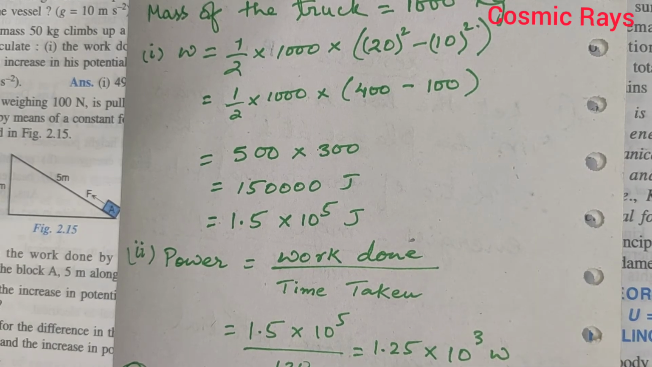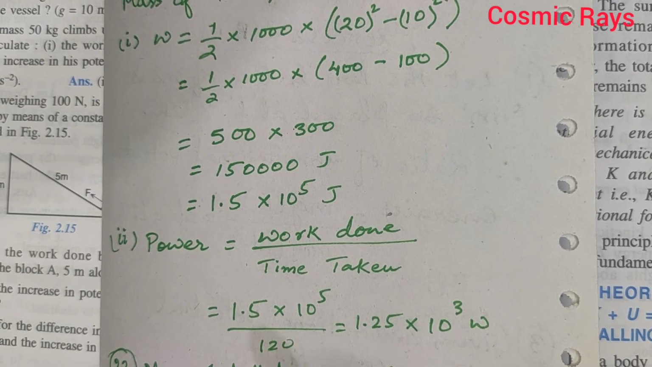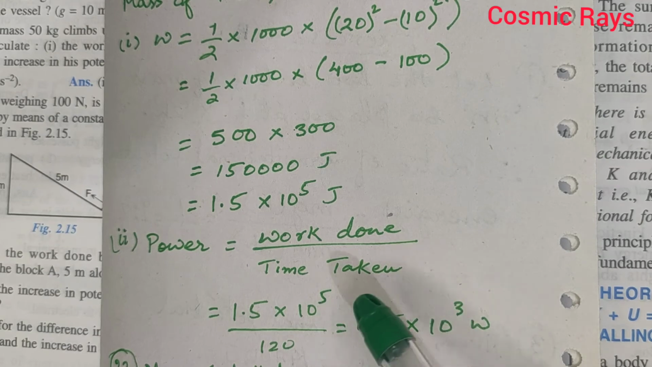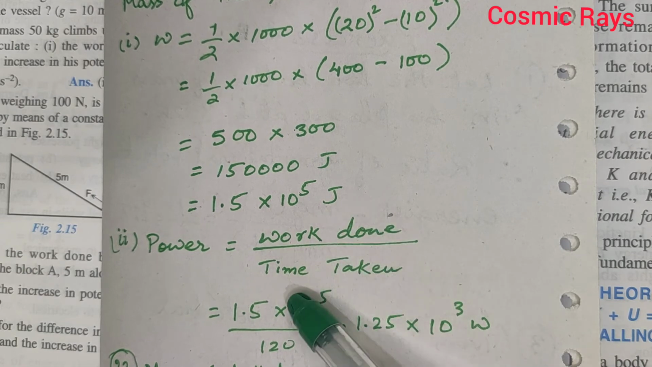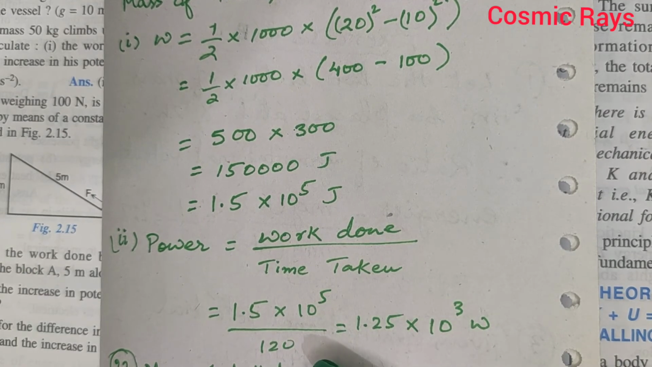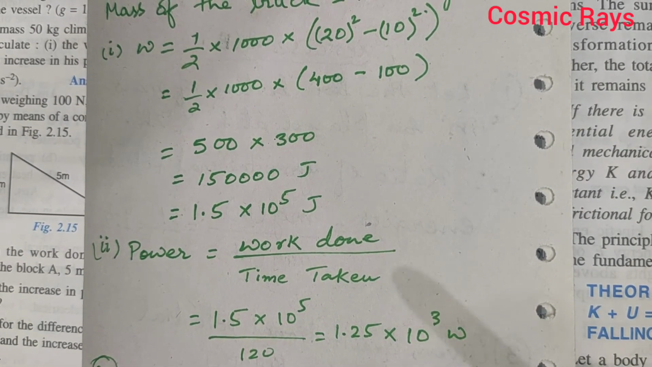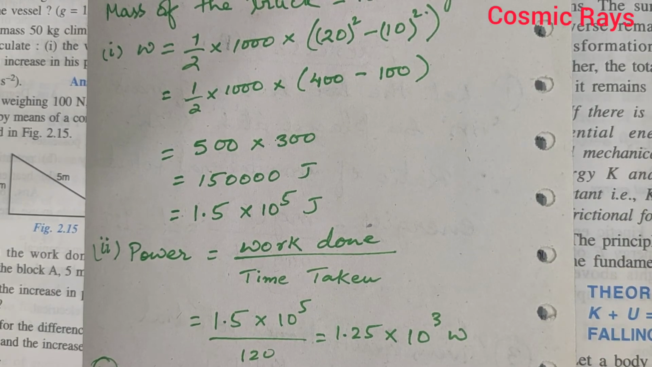The second part of the question where we have to find the power is, we know the formula, power is equal to work done per unit time. You have done it in the previous exercise. So we just put the value of work done which we have calculated here divided by the time taken, that is 120, because they have told us in the question that it takes 2 minutes. So 2 minutes converted into seconds is 120. So after division you'll get this as the answer, 1.25 into 10 raised to the power 3 watt.